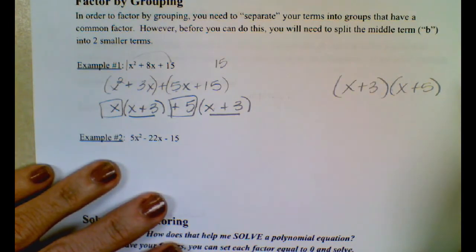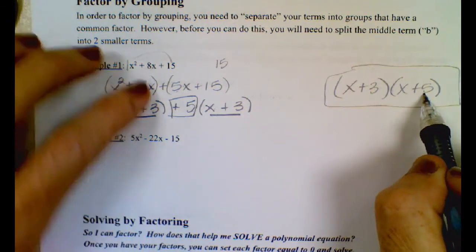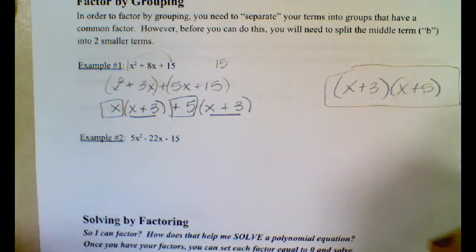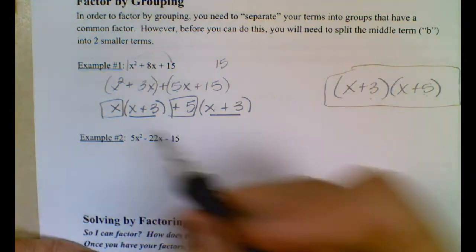Okay? And if I check that, I know that to be right. 3 plus 5 is 8. 3 times 5 is 15. Okay? It does work with these two. So you still need to do that same thing.